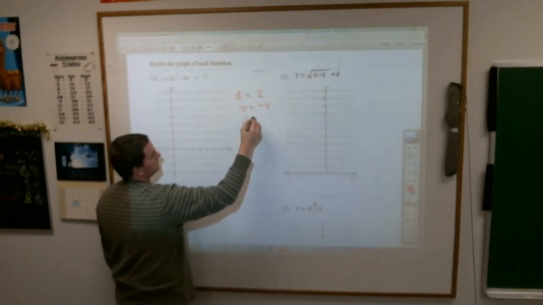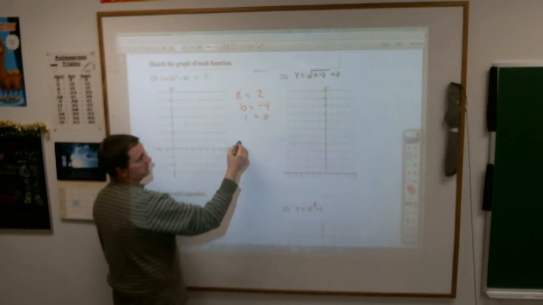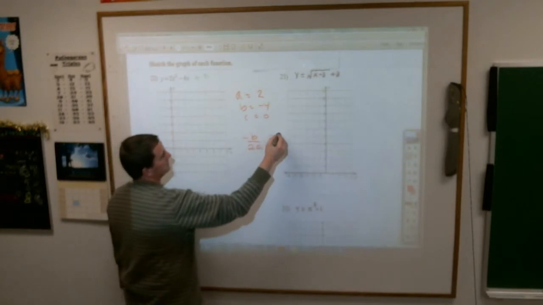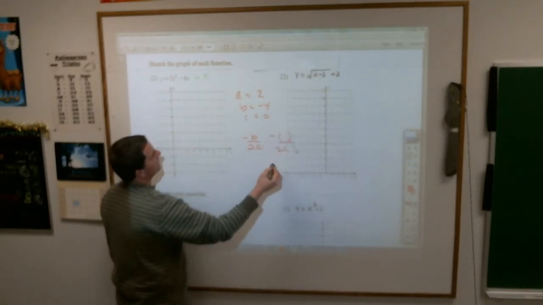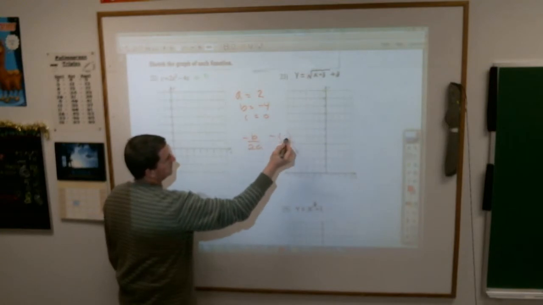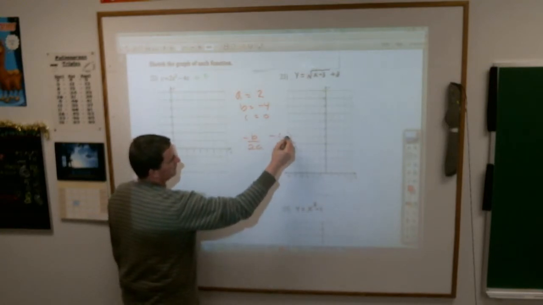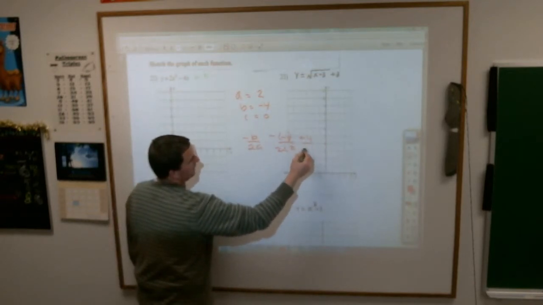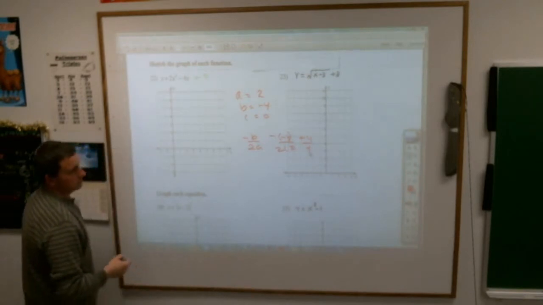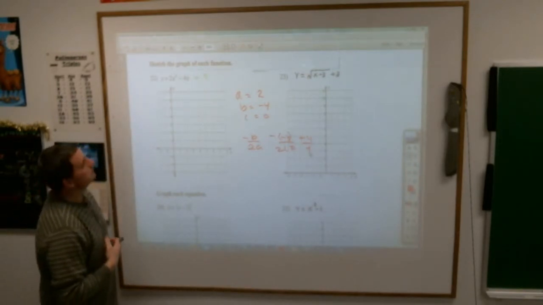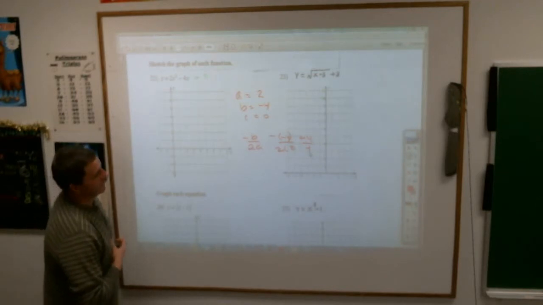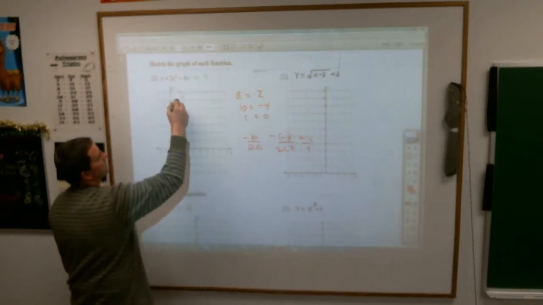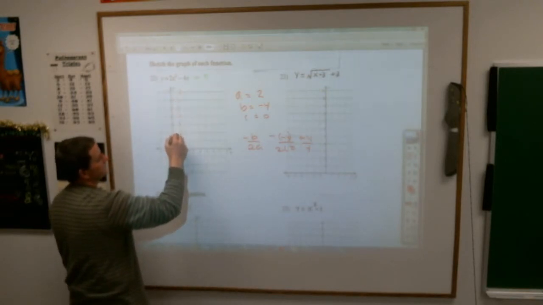C is 0. Axis of symmetry is negative b over 2a, correct? Did you put parentheses? Yeah. And negative b is a negative 4. Uh-oh. And a is 2. So you end up with positive 4 over positive 4. Correct? Yes. Sure. So at 1 is your axis of symmetry. Is that really right? Charles, what? That makes no sense.